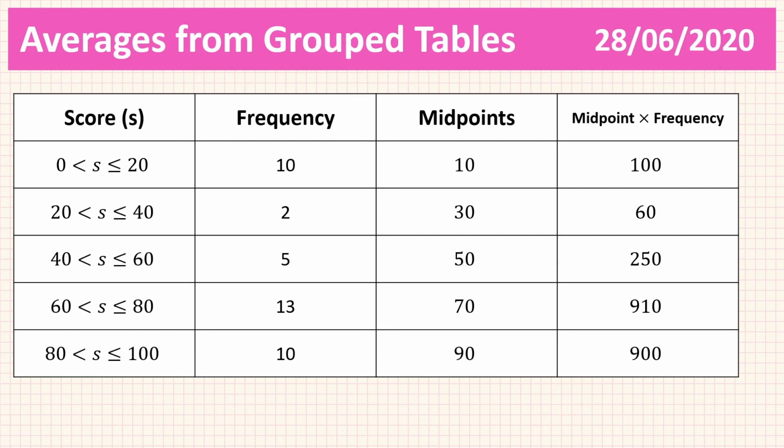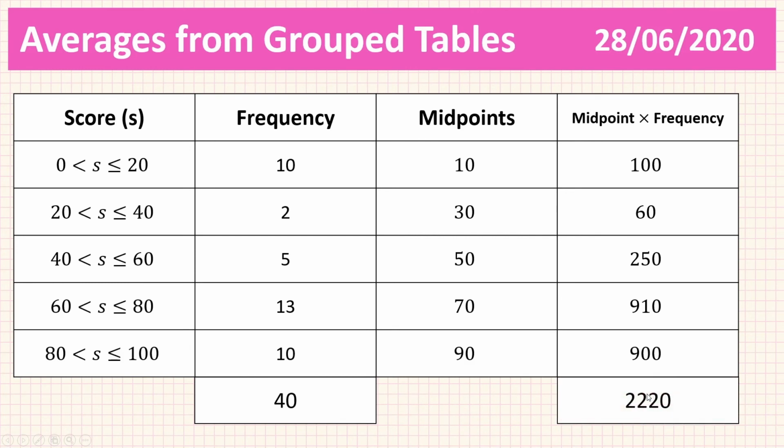Now, before I can do anything else, I need a couple more bits of information. The next thing I need is how many people I've surveyed. So that's the total of the frequencies. And then we also need to know the sum of the midpoint times the frequency. That is because if we were going to add all of these values up, so if I was going to add the 10 10s up here, or the 2 30s, or the 5 50s, or the 13 70s up here, that's what I would get.